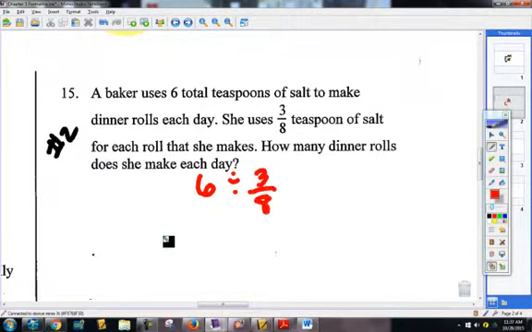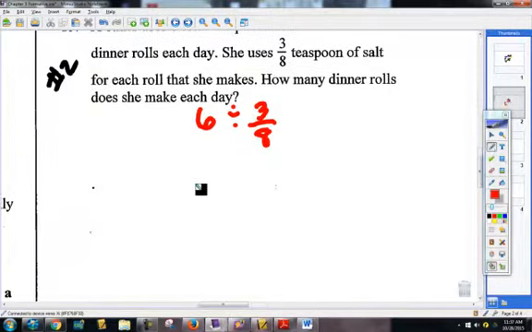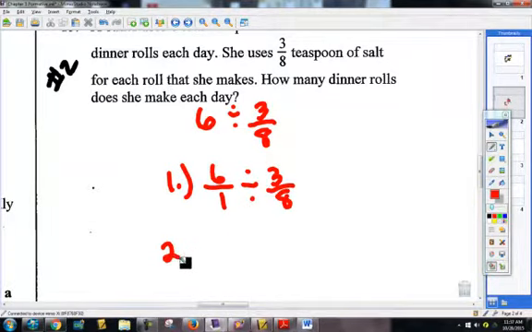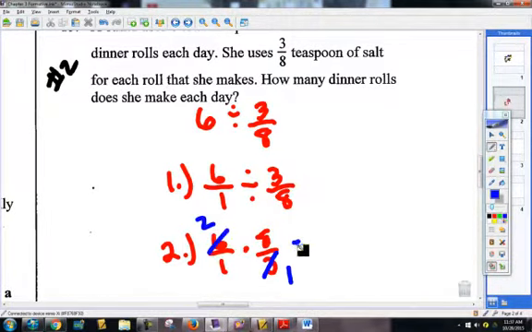How many steps here, guys? 2 steps. Putting them in fraction form: 6 over 1 divided by 3 over 8. Step 2, 6 over 1 times 8 over 3. Can I check for cross simplifying? Sure. 3 and 6 both have a factor of 3, right? So I'm going to do 3 divided by 3 is 1. 6 divided by 3 is 2. I'm going to get 16 over 1, which we know means 16.